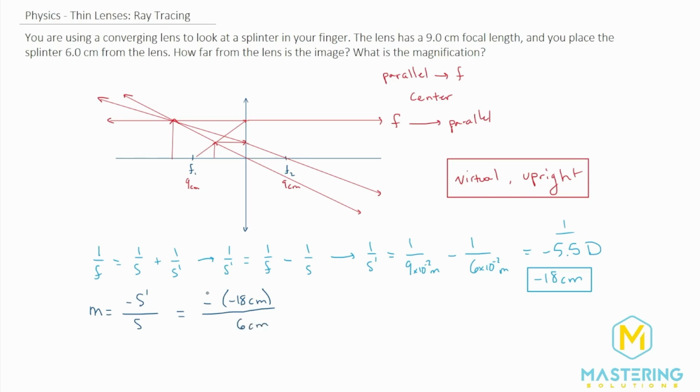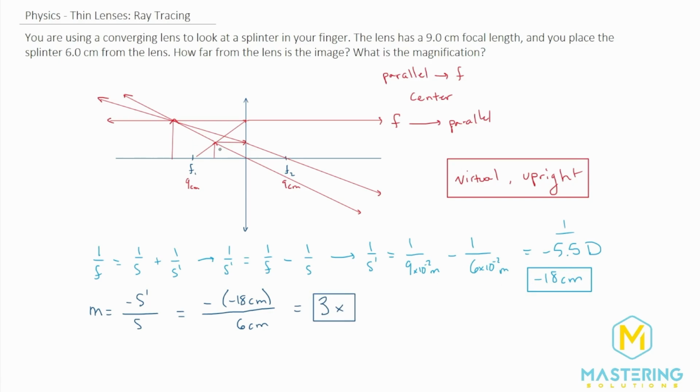Be sure to include the negative here and to not forget that we're going to have two negatives. There's one for the equation and one for the answer. So we have 18 divided by 6. 6 can go into 18 3 times. So we have a 3 times magnification of our image, and it's 18 centimeters from the lens.